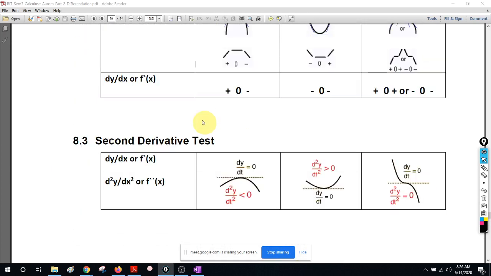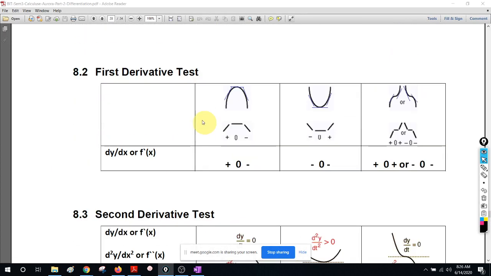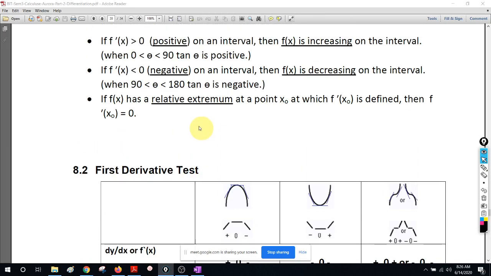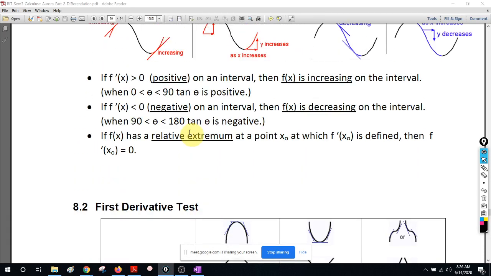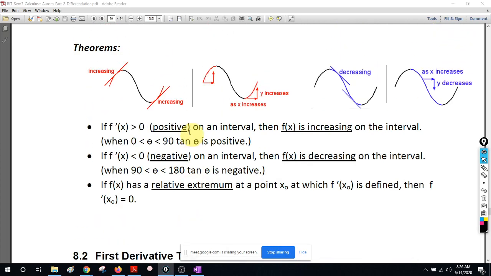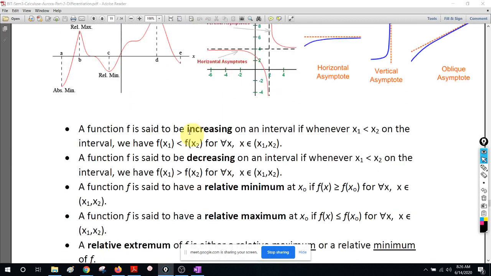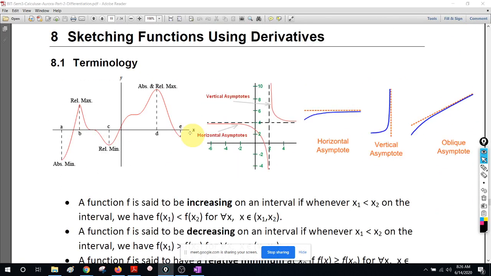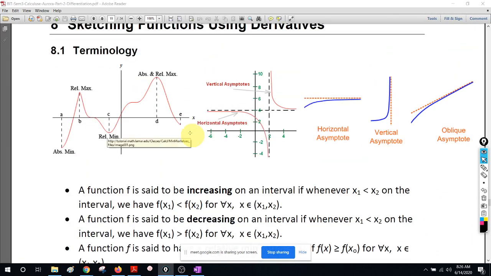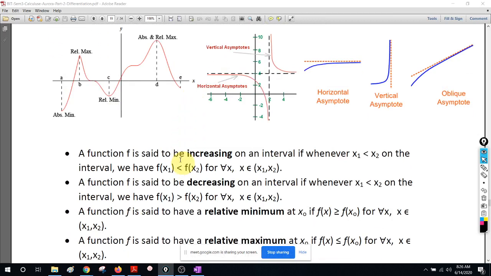I know that this is a lot of stuff to do in the same day, but I am going to upload this to YouTube. Therefore, you can look at it again and understand the things slowly. So let's try to understand that also, then we can finish the differentiation.